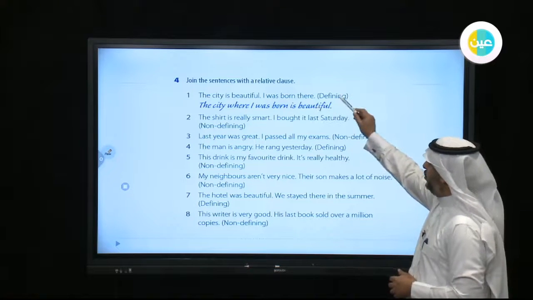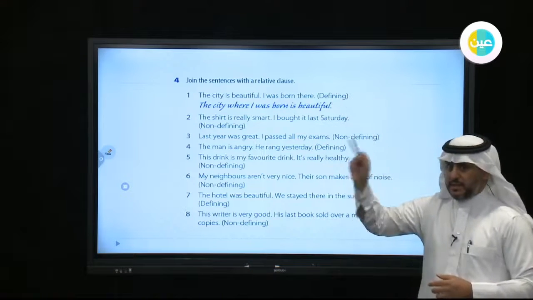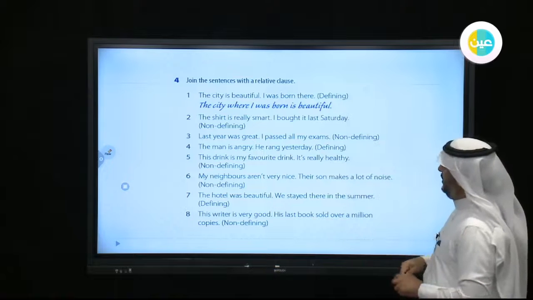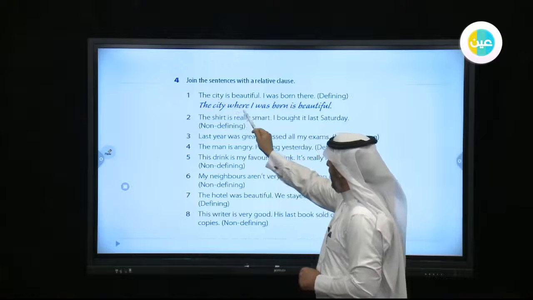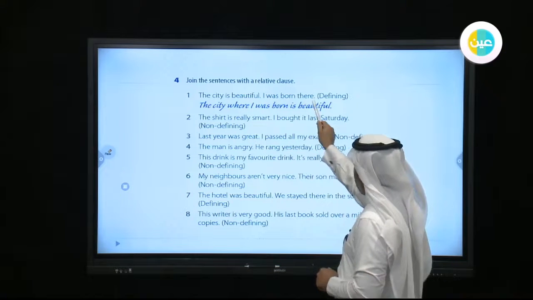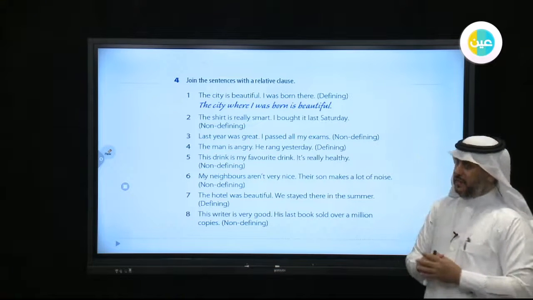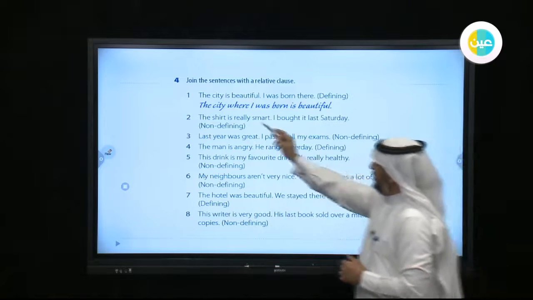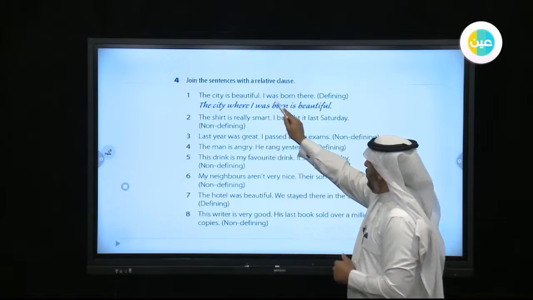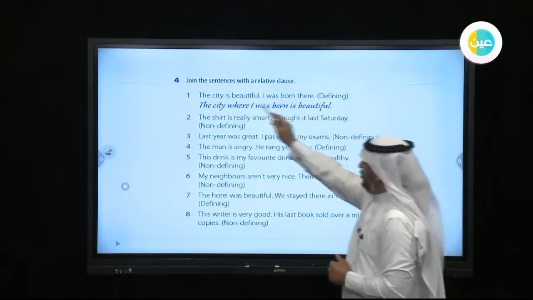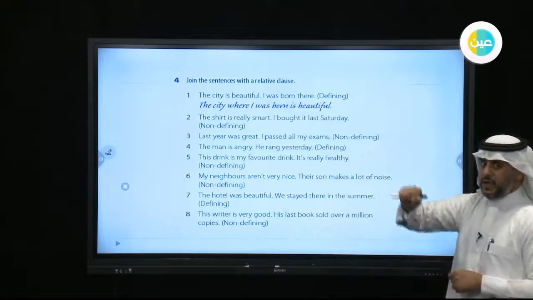Defining. It means that we want to complete the sentence using a defining relative clause. وهي الجملة الأساسية التي لا نستطيع الحذف منها. فتصبح the city where, because it's a place, the city where I was born is beautiful. So we joined the two sentences into one using a defining relative clause. This is called a defining relative clause because I can't cross out any word of the sentence.